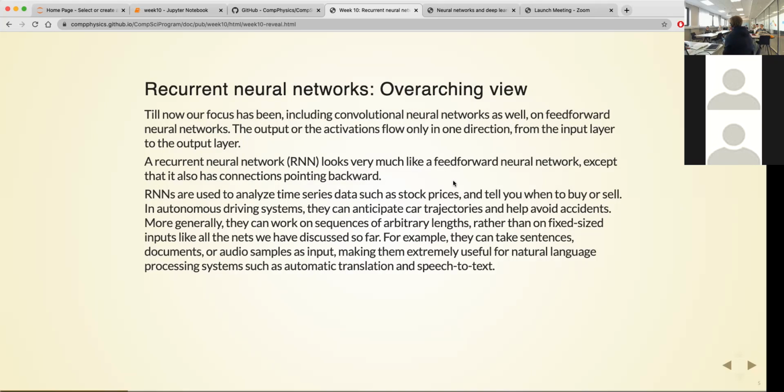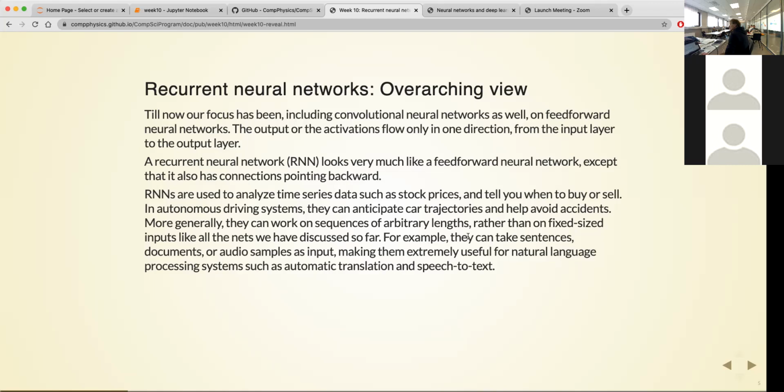That means that you could take a limited set of experimental input, train your network on that as a time series, and then make predictions on how the system will behave at later time stages. That would be a typical situation which I would encounter in my own research when I solve time-dependent differential equations. And people have actually used these recurrent neural networks for solving or studying time-dependent differential equations. But it's also used to analyze things like stock prices and tell you when to buy or sell. In autonomous driving systems, recurrent neural networks are actually used.